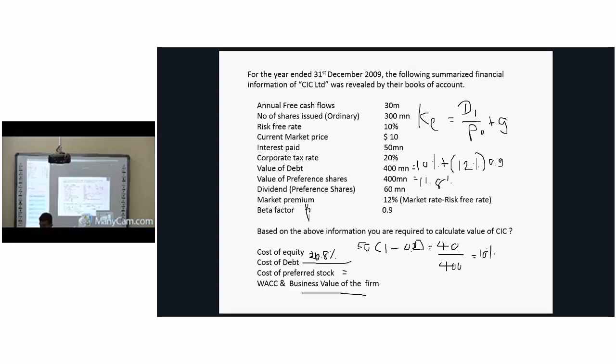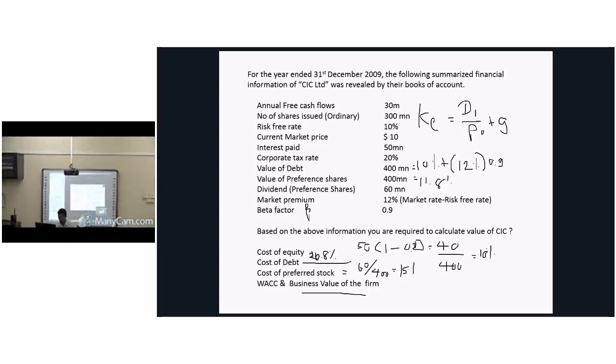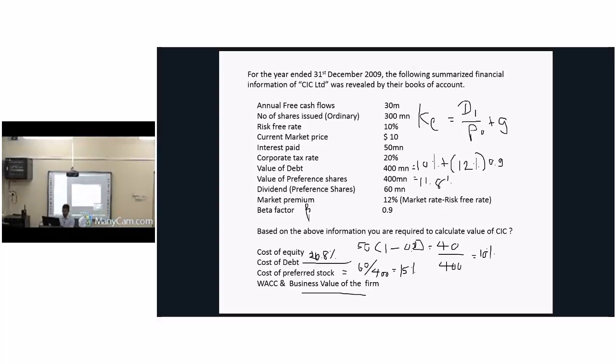Cost of preference shares, again a fixed dividend is given. Dividends of preference share is 60 million. So you divide by the value of the preference shares, given as 400 million. Therefore it's going to be 15%, right? Are we clear? So we have got the cost of equity 20.8%, cost of debt 10%, cost of preference shares 15%. And what about the values? Now for the equation, we need the values as well.